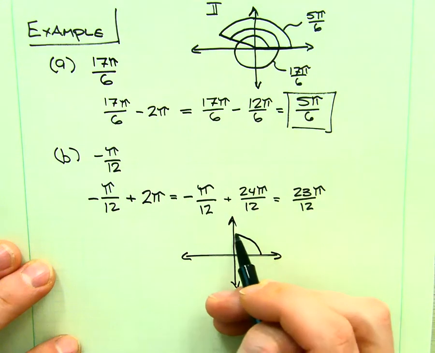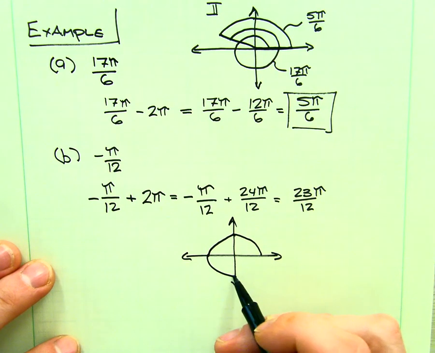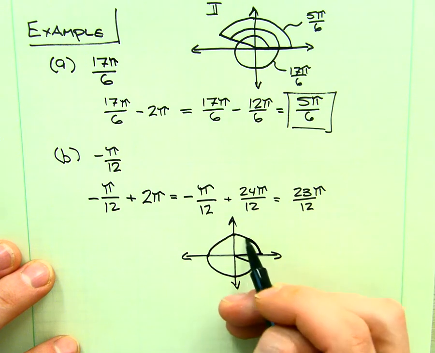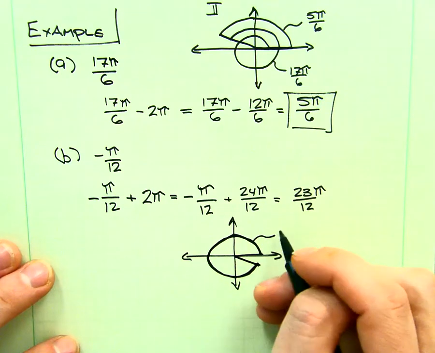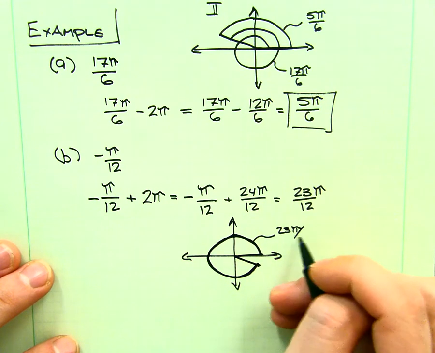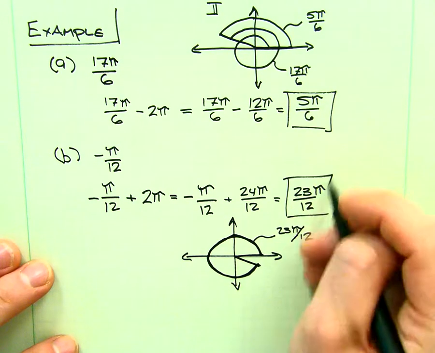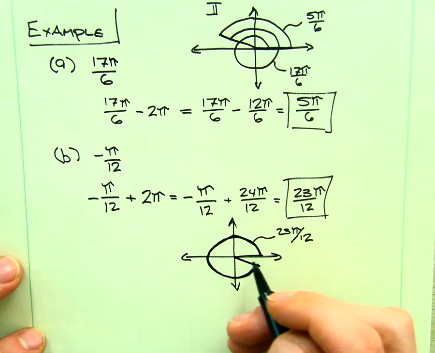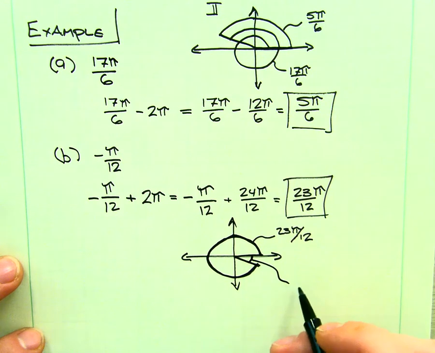So going in this direction, going 23 over 12, I know that's going to be bigger than pi over 2, bigger than pi, bigger than 3 pi over 2, but it's going to stop just short. So this is going to be my angle right here. This one is going to be 23 pi divided by 12. That's my answer. And then just to draw it out again in terms of negative pi divided by 12, I'm going to start here and just go backwards a little bit, and it's going to be negative pi divided by 12.